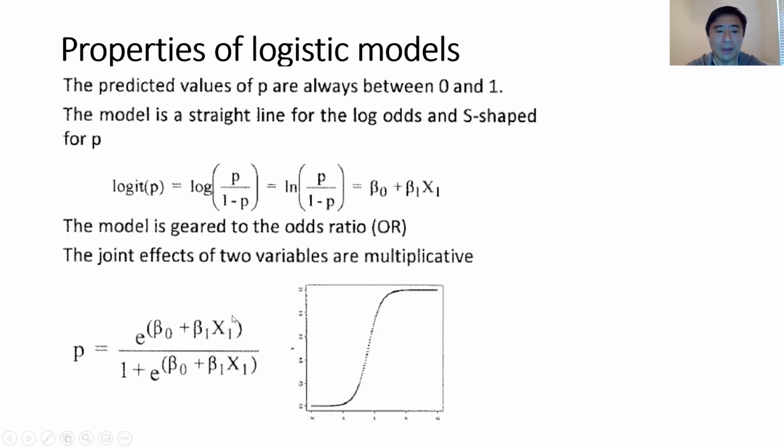So what does multiplicative mean? Say in a simple linear regression model, we have two parameters. One is the intercept, the other one is the slope parameter, which is the parameter of the effect of your exposure x1 on your outcome y. And here you can see in the simple logistic regression model, we can estimate the probability P equal to the exponential of this over 1 plus the exponential of this.